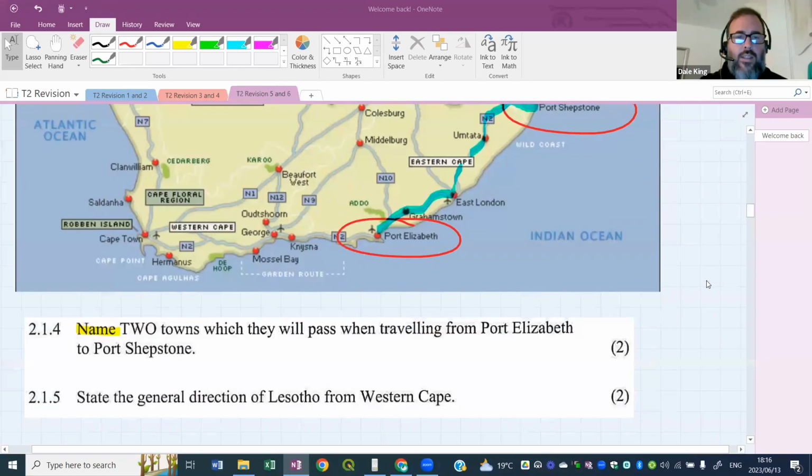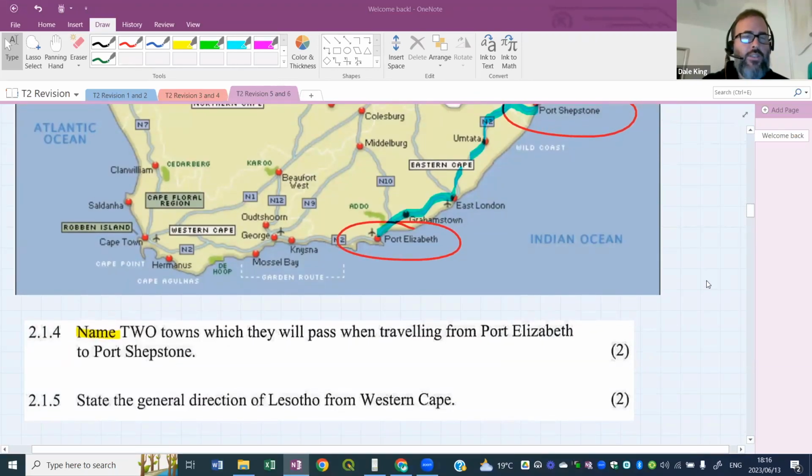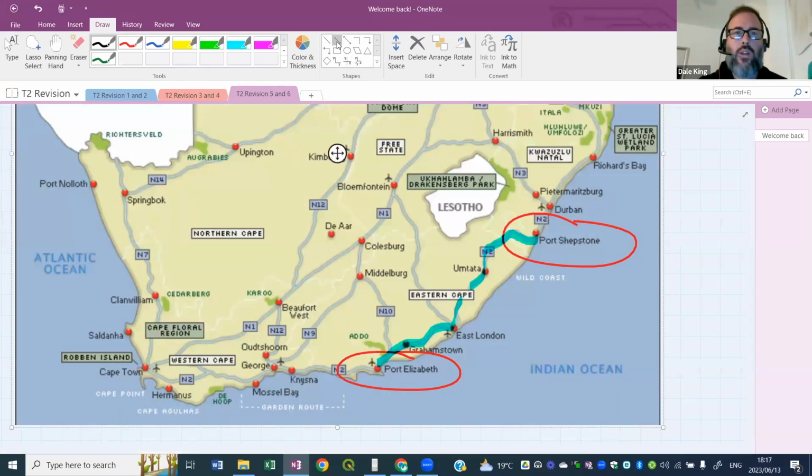Okay. Here's the next question. State the general direction of Lesotho from the Western Cape. We'll talk about Lesotho and the Western Cape now, but let's focus on the words general direction. Also with maps, you will often find that they will give you a compass. It's not often 4 lines like I've got here. Sometimes it's just 1 line with an arrow, going up like this.